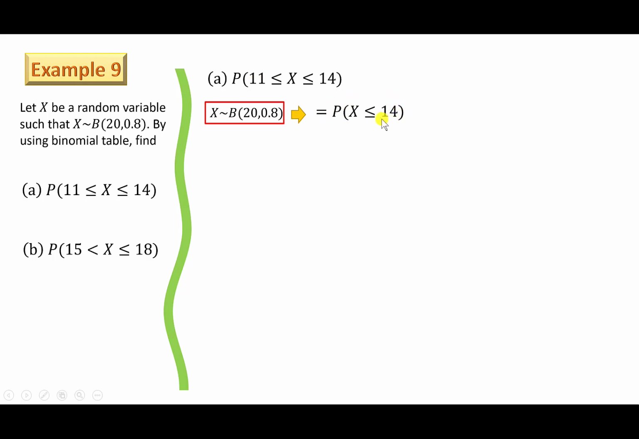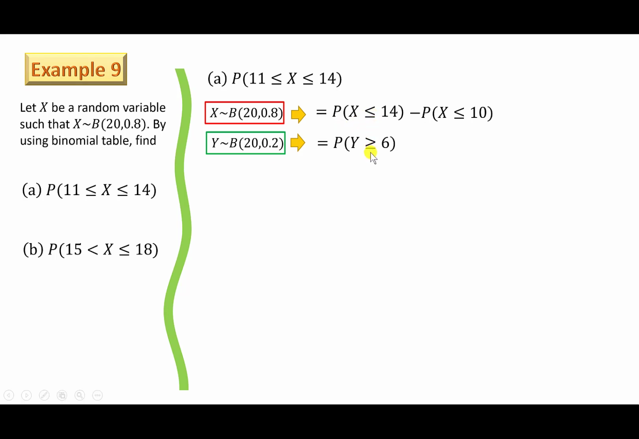So this probability here is from 0 until 14, and we have to subtract from 0 until 10. Then we will get X from 11 until 14. Then we change into the Y variable. Since p is greater than 0.5, the notation for this probability is less than or equal. So we can directly change into the Y random variable by changing the sign.